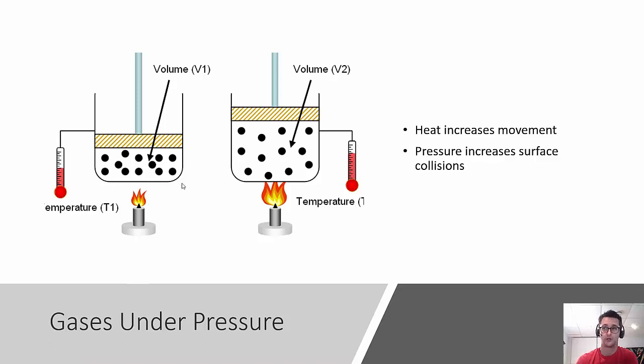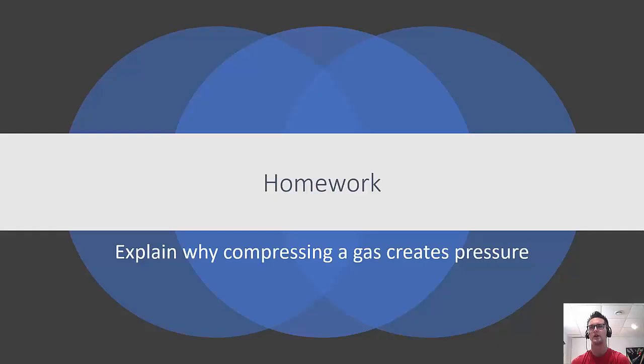Now, if we add heat to the mixture, heat increases the movement of molecules, energy. The molecules bounce around faster, so as we put something under pressure with heat, it increases the pressure. So if we crush something down, the pressure goes up. If we heat something up, the pressure goes up, just like a kettle. So for your homework, explain why compressing gas creates pressure. And that concludes our video.